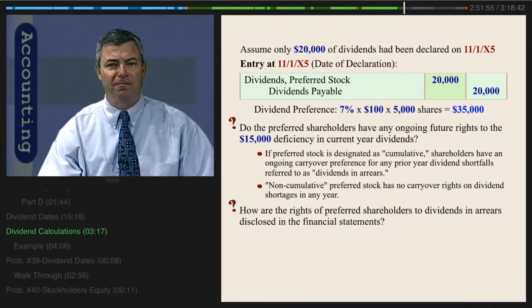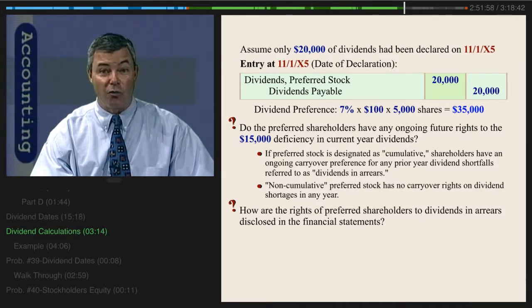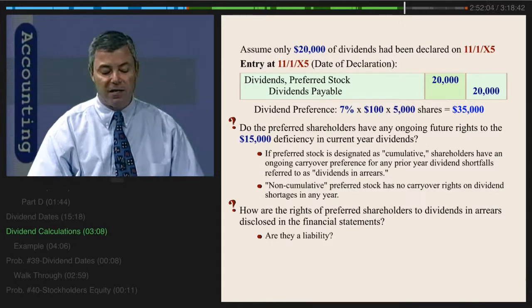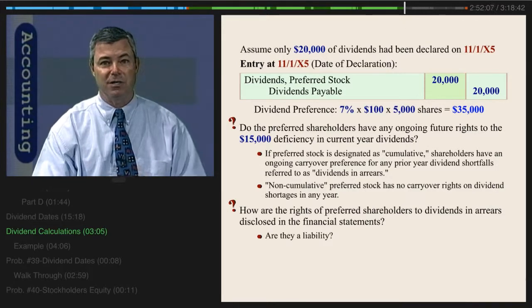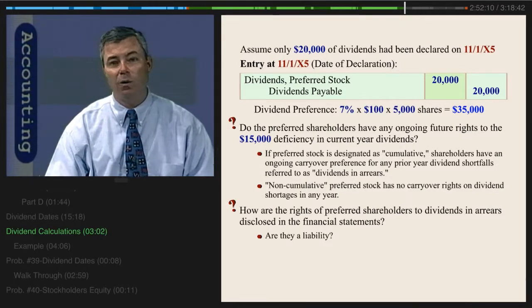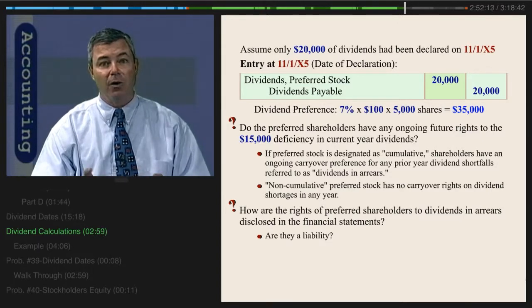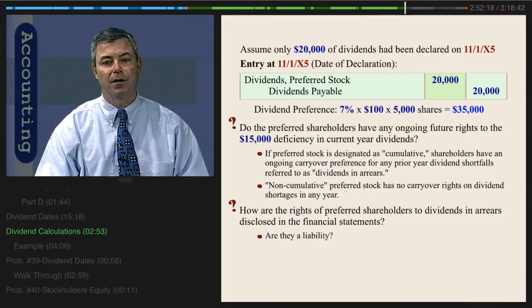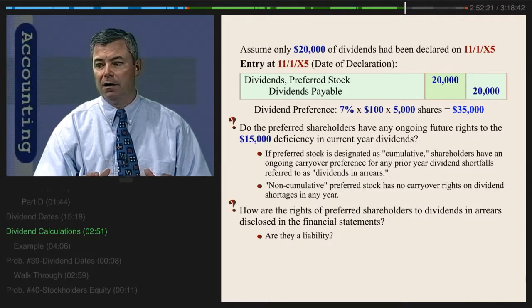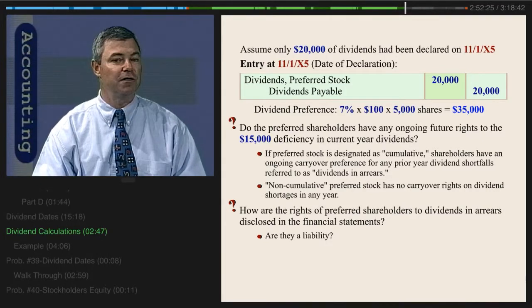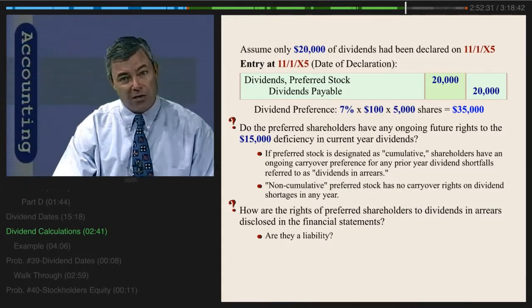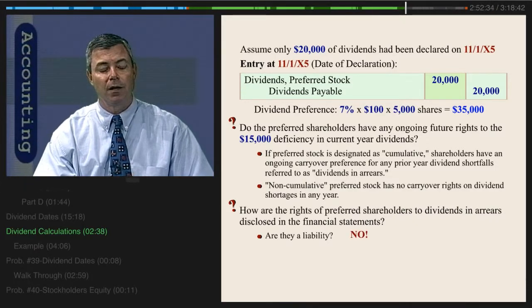How are the rights of preferred shareholders to dividends in arrears disclosed in the financial statements? Are they a liability? I mean, in fact, if we had a right to $35,000, as in this particular example, but dividends were declared only to $20,000, and we get all of that, but we have a shortage or arrearage of $15,000, isn't the business now obligated to us to pay that $15,000 in the future, and shouldn't that be reflected as a liability on the balance sheet? The answer to that is no.